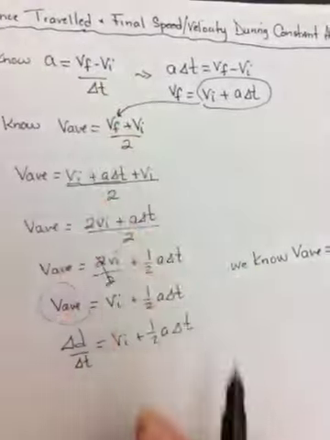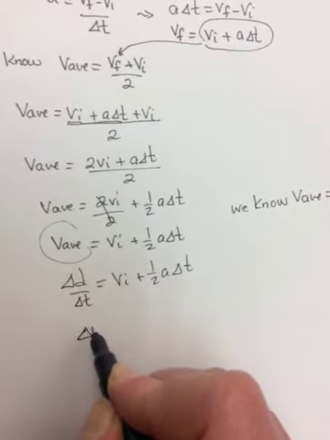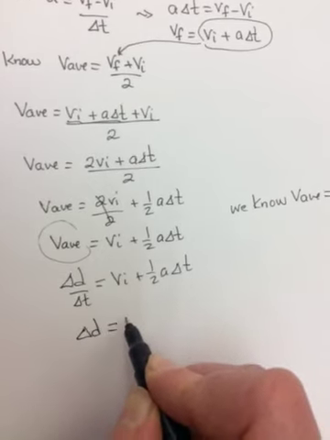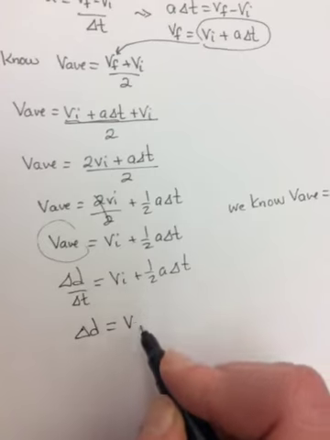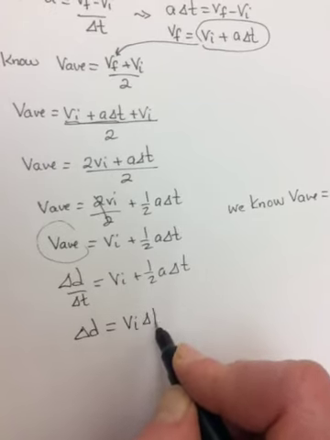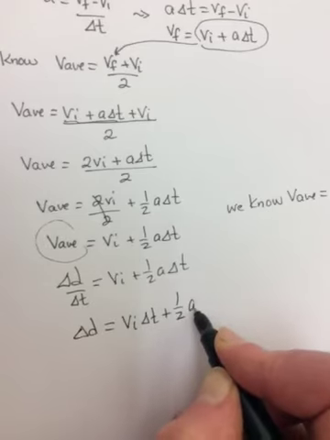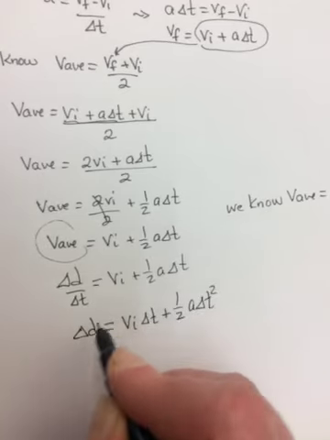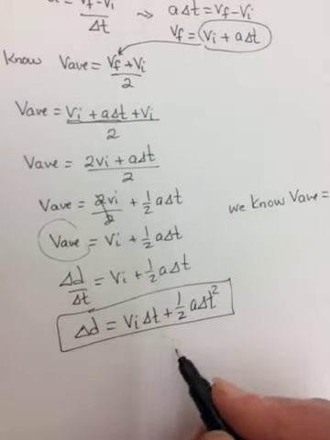Remember, we want a distance traveled or displacement. Multiply everything by delta t, and you get delta d is equal to, the delta t goes, multiply this term by delta t, so vi delta t, multiply this term by delta t, 1/2 a delta t squared. This will give you the distance traveled.